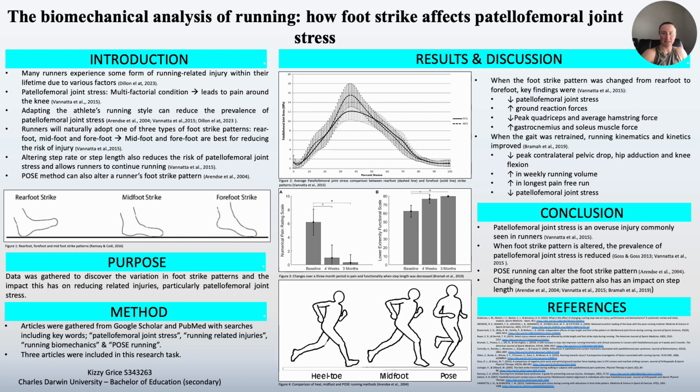Many runners experience some form of running-related injury within their lifetime, which is generally caused by the high load associated with ground reaction and impact forces through the lower limbs when running. Many factors affect this, including but not limited to running pattern or technique, age, sex, BMI, weight, biological makeup of the athlete, or the ability of the surrounding tissue to tolerate the load. Previous injuries that have been sustained and strength also play a part in this.